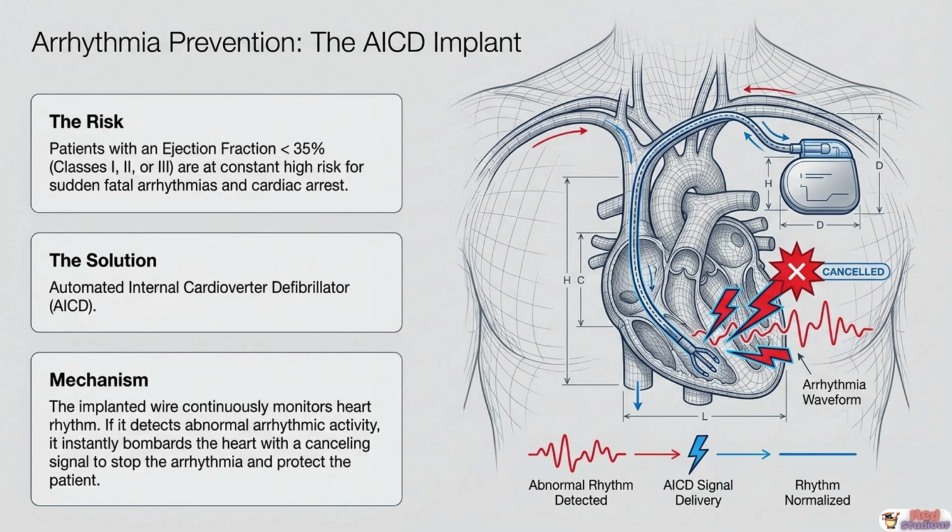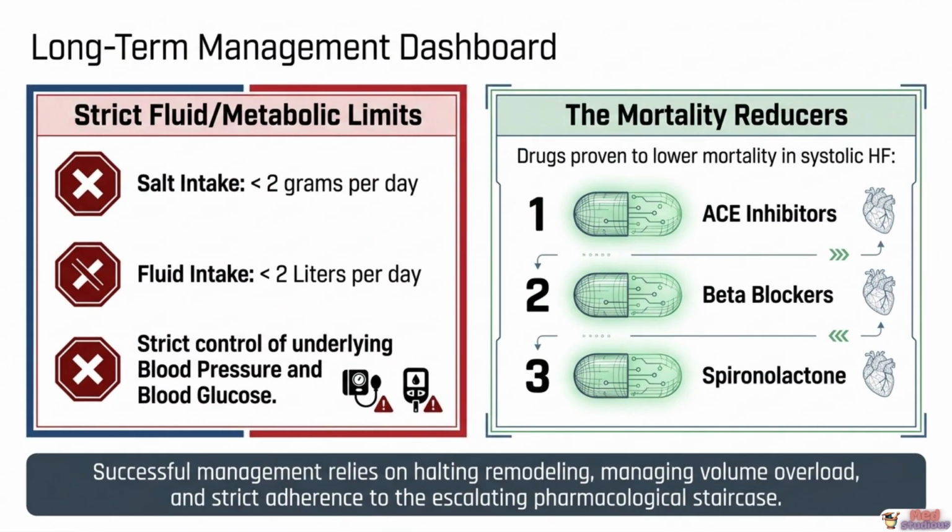In the landmark MADIT-2 trial, AICD implantation reduced mortality by 31% in patients with prior MI and EF below 30%. Current guidelines mandate AICD implantation in all symptomatic heart failure patients with EF below 35% despite optimal medical therapy. Successful long-term heart failure management rests on 3 simultaneous pillars: halting adverse cardiac remodeling through neurohormonal blockade, managing chronic volume overload through strict fluid and sodium restriction, and reducing arrhythmic mortality through device therapy.